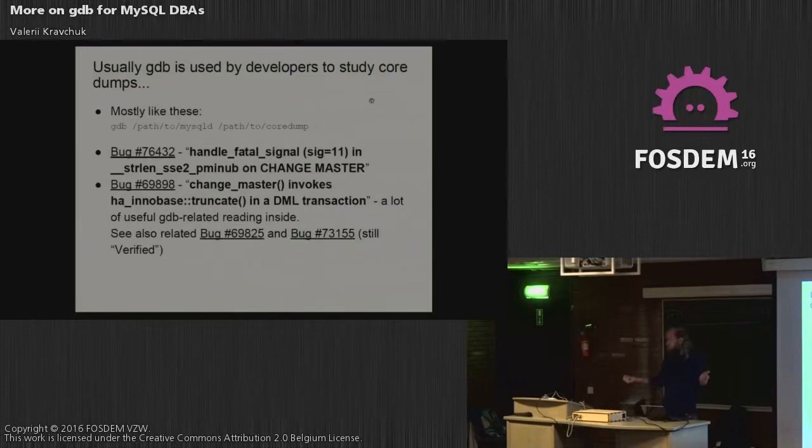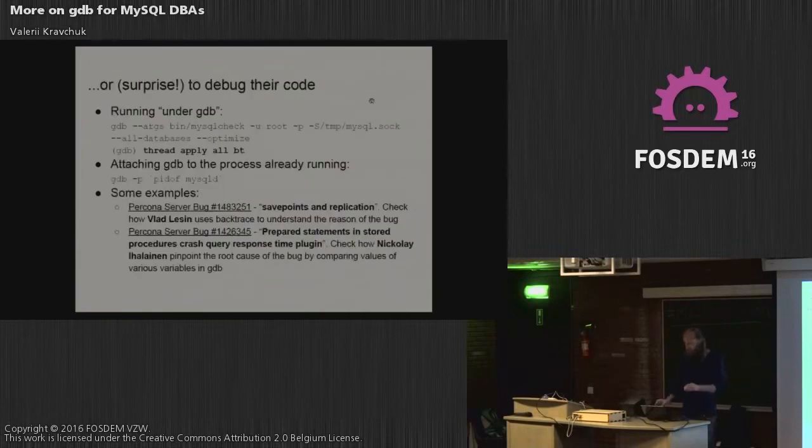How do you do that? I don't know. Check bug numbers, you will see what magic developers can do. For example, studying cores. They also surely use GDB as one of their tools in their usual tool chain. When they debug their own code, they can use it as an interactive tool as well.